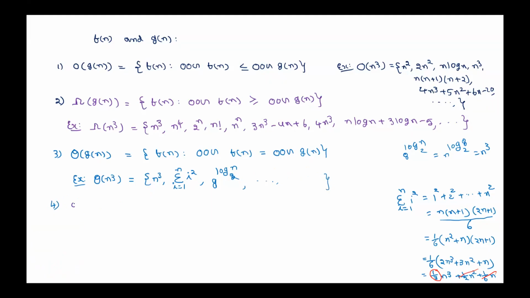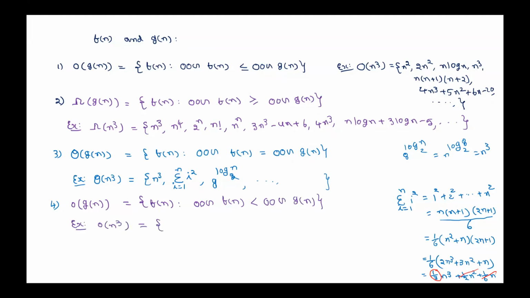What is little o of g of n? It is the set of all functions f of n such that the order of growth of f of n is strictly lower than the order of growth of g of n. Okay, so now what is little o of n cube?